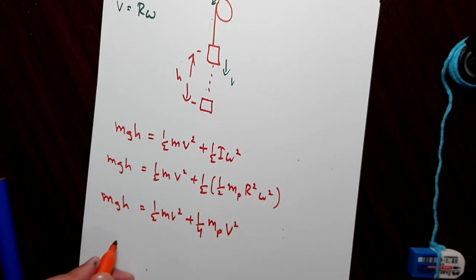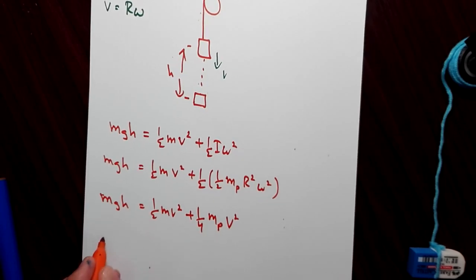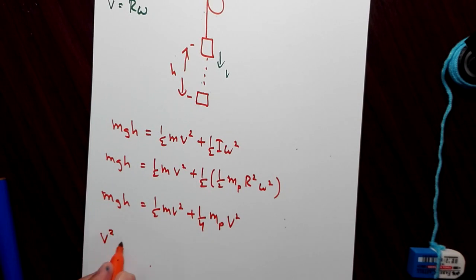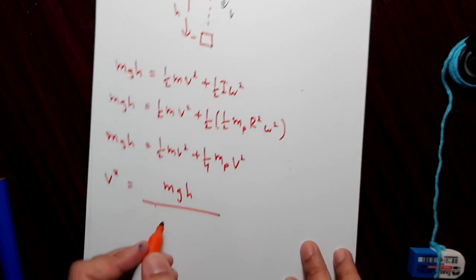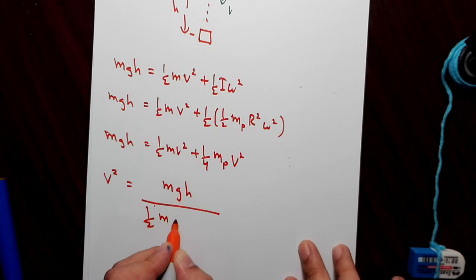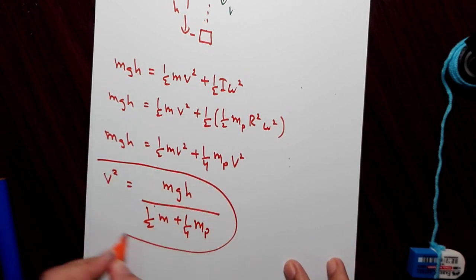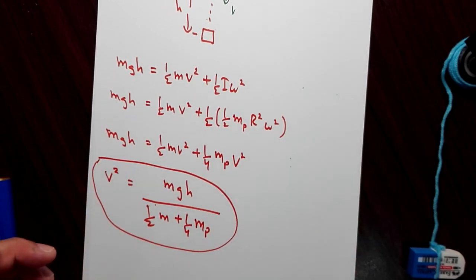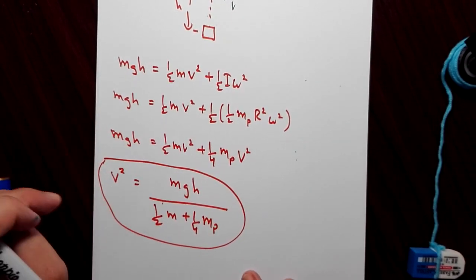Now you can take v squared common and then divide both sides by this. So you get v squared equals mgh divided by half m plus 1 by 4 mp. So that's your velocity. This is how you can get the velocity of the mass, which is also the tangential velocity of the pulley.